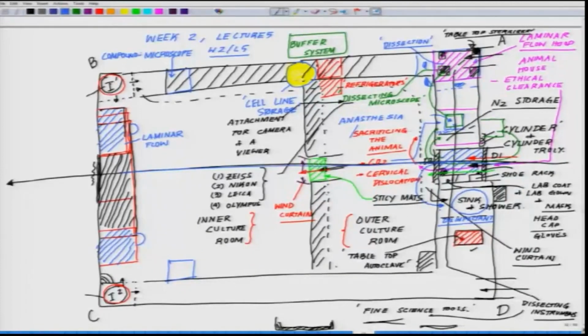Now whether you want to have a fluorescent attachment with it or not, you have a compound microscope plus, because these are addenda.